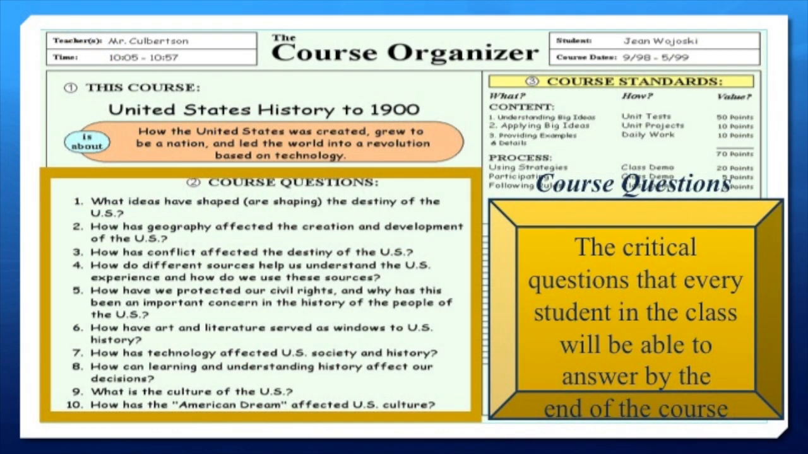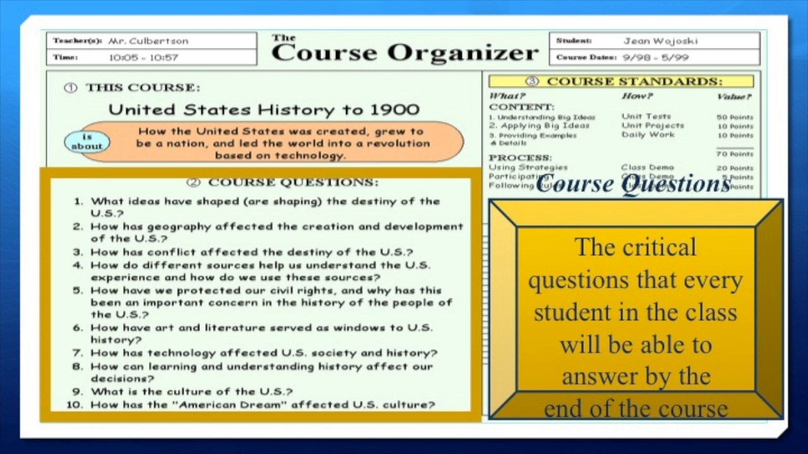All right, moving on to the next section of the course organizer, we have the overall course questions. Now, these questions are the critical questions that every student in the class will be able to answer by the end of your course. Again, take a look at our sample questions for United States history to 1900.